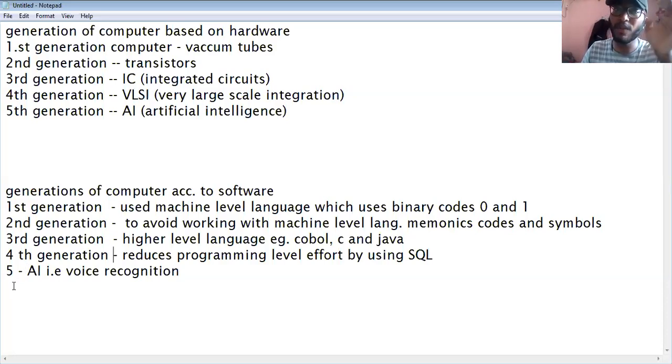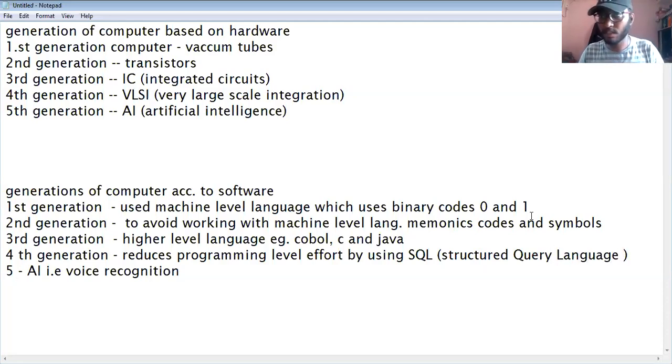So for avoiding this, for reducing the programming level effort, they started using SQL. The full form of SQL is structured query language. That means instead of saying how to do, it says what to do. That is for reducing programming level effort.